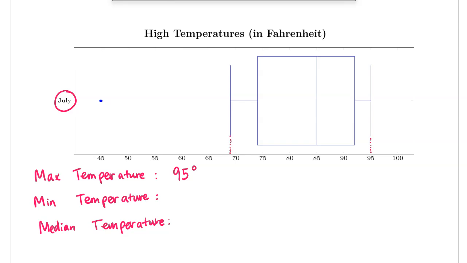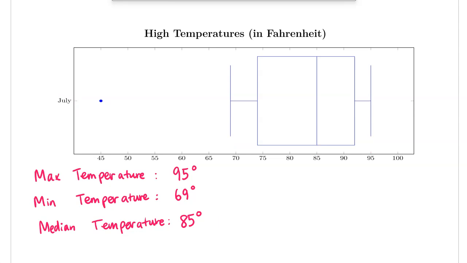And then here, the minimum temperature is associated with the leftmost vertical bar. And in this case, that is 69 degrees. And then our median is the vertical bar inside of our box. So our median temperature was 85 degrees over all of the days in July. So remember, this means that out of all the days in July, half of them were below 85 degrees and half of them were above 85 degrees.